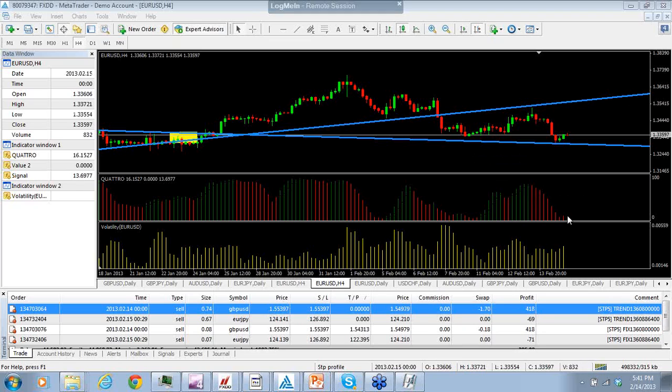If you don't have a green bar yet on your Quattro, it's because you have a slightly different feed. This is very, very close. This green bar is still open, so it's not a closed bar. It's an open bar, so anything can happen, honestly.